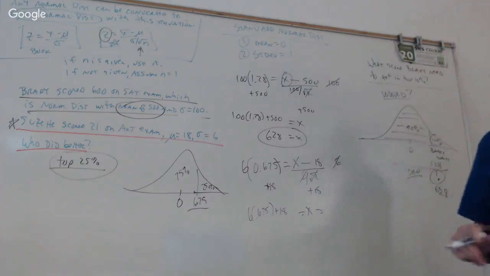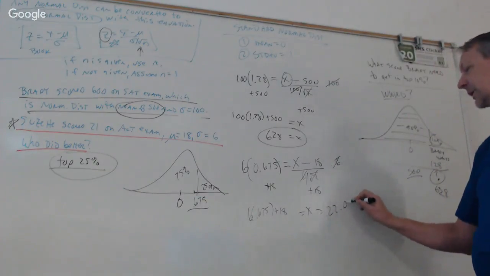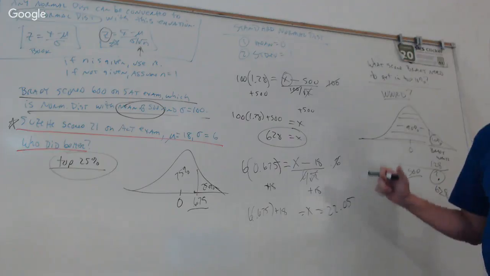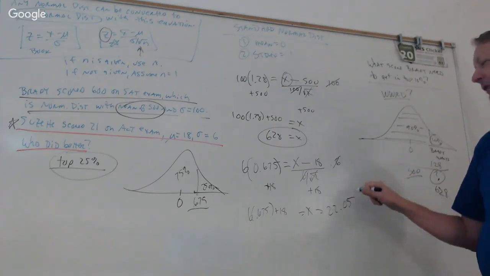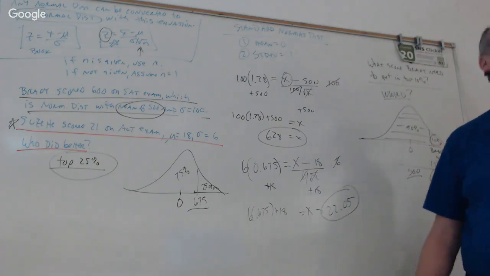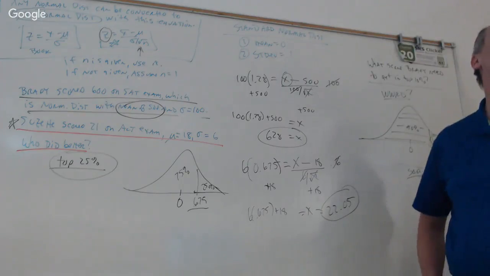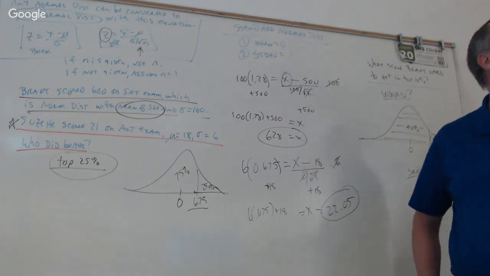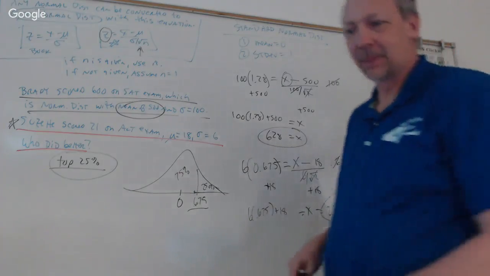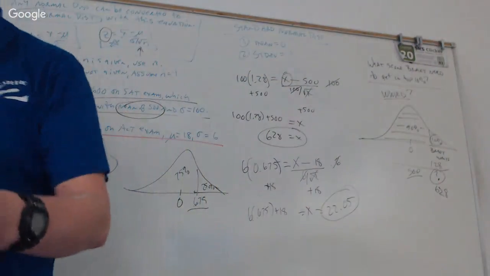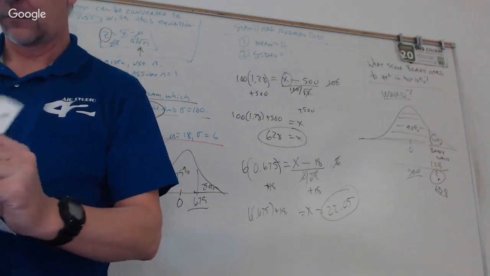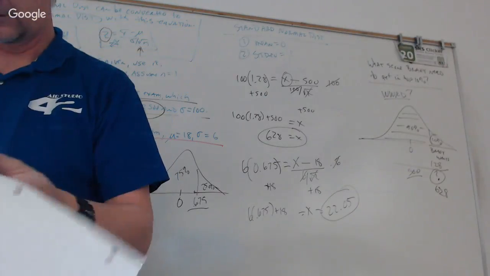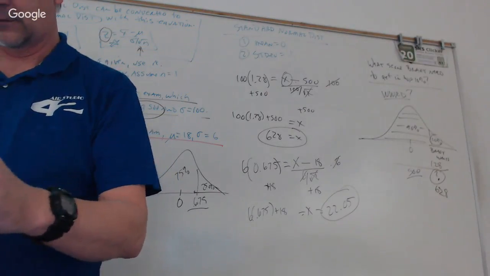I got 22.05. I'd probably leave it at that. They only do whole numbers, but yeah. So Suzette, you need to score a 22 to get in the top 25%. Or 23 if you want to be safe. Okay? Does that make sense? You have 21?